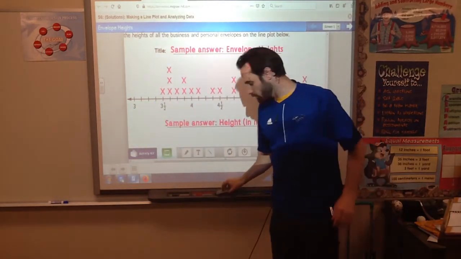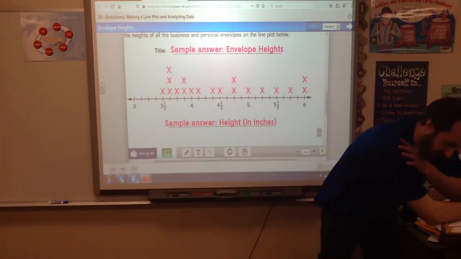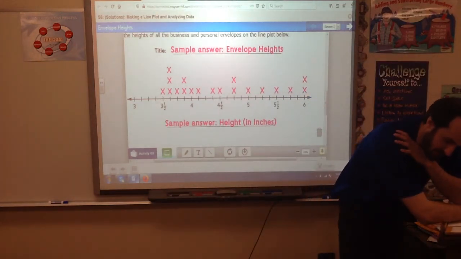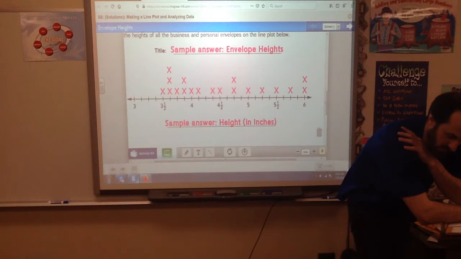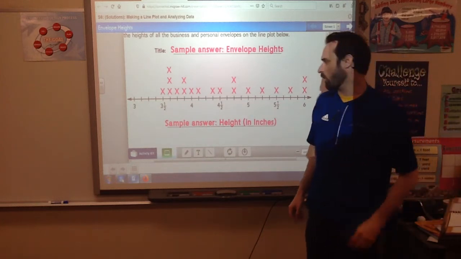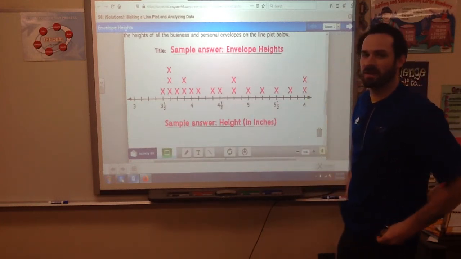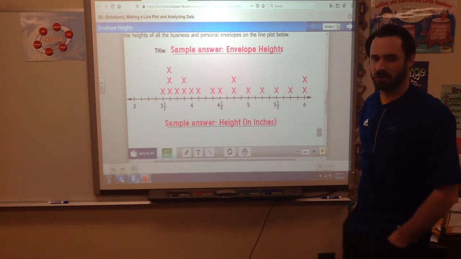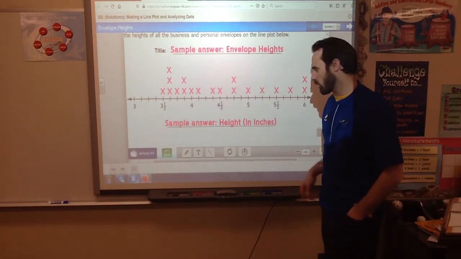The next problem says, in the United States, the most popular business envelope is 4 1/8 by 9 1/2. It is called the standard number 10 envelope. How many of the envelopes sold at the right stuff have a height larger than 4 1/8 inches? So we need to find 4 1/8. You try and find it on your line plot, and then I'll show you where it is. Make sure you do that right now before I do.